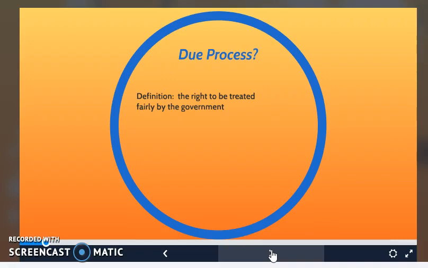And our definition, which we should be writing down on our note sheet right now, is the right to be treated fairly by the government. It's kind of as simple as that. Every person who lives in the United States has the right to be treated fairly by our government.